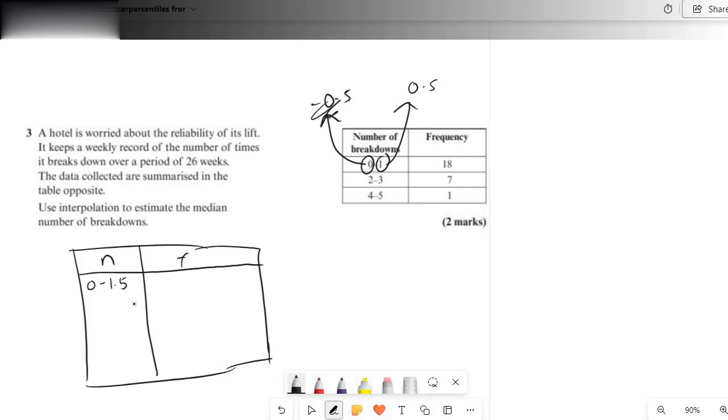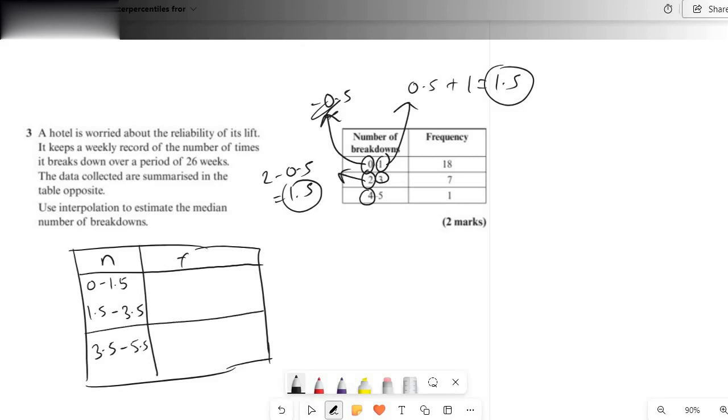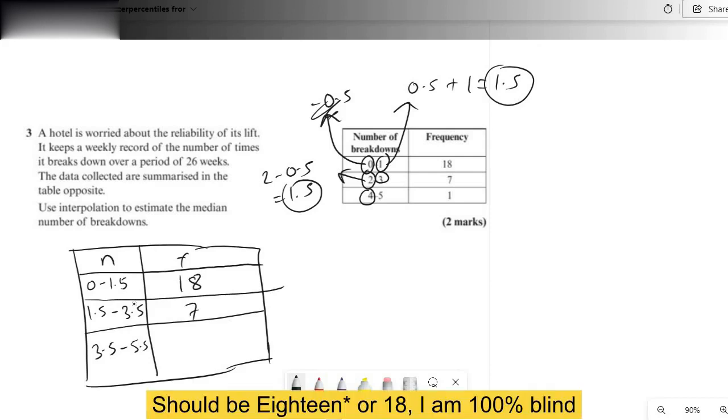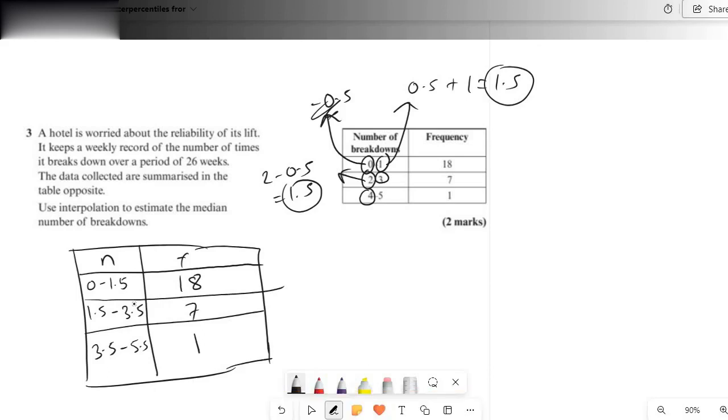For the next one, however, this will be 1.5 because 0.5 plus 1 is 1.5, and 2 will be subtracted with 0.5, so 2 minus 0.5 will be 1.5, and you can notice that this is now connected. So this will be 1.5, and 3 will be added with 0.5 to be 3.5. Similarly for 4, we can subtract 0.5 to get 3.5, and then add 5 with 0.5 to get 5.5. And this is our corrected class boundaries. So this is going to be 8 and 7 and 1. This is our completed table.